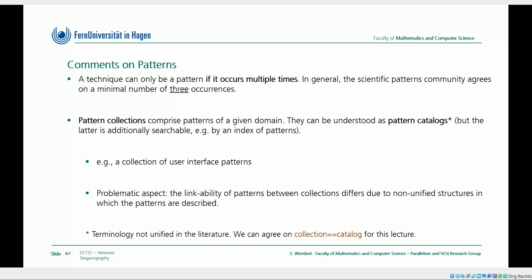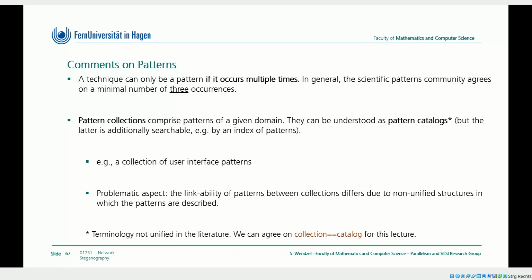Now, a next term that we need are pattern collections. They comprise patterns of a given domain, and they can be understood as pattern catalogs, but the latter is additionally searchable, for instance, using an index of patterns. We use both terms, collection and catalog, in the same way because the focus here is not so much on the construct and concept of patterns, but rather on information hiding. We use patterns only as a means to describe hiding methods in a unified manner, but you will see this soon. Pattern collections could, for instance, comprise user interface patterns.